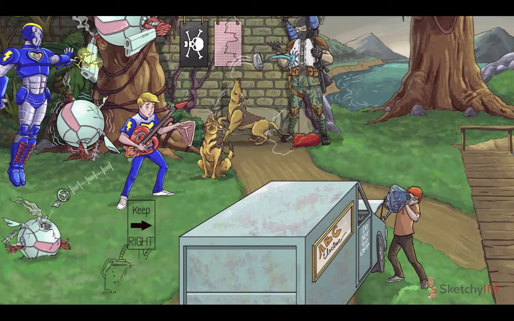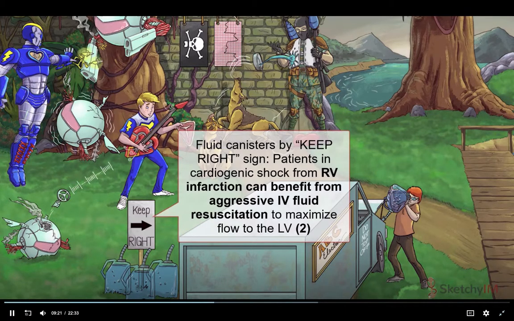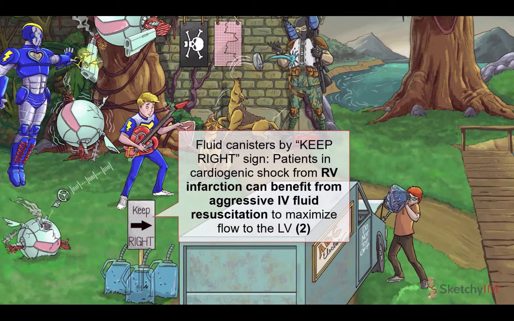When right ventricular infarction leads to cardiogenic shock, aggressive IV fluid resuscitation is actually indicated since the increased RV filling pressures that result are necessary to maximize flow to the left ventricle. That's why there are a bunch of fluid canisters next to this keep right sign. Bottom line, if you suspect cardiogenic shock, start with small amounts of IV fluids, assess for improvement, and keep going only if it's actually helping.